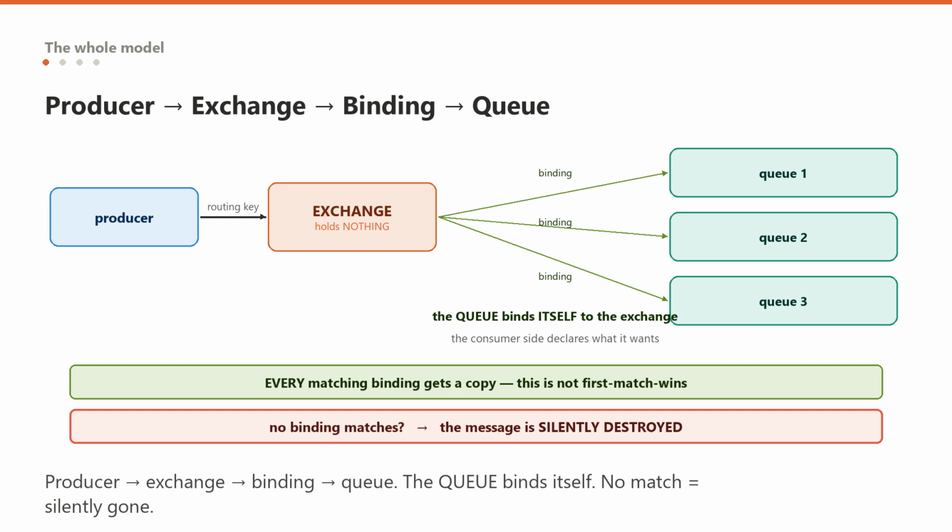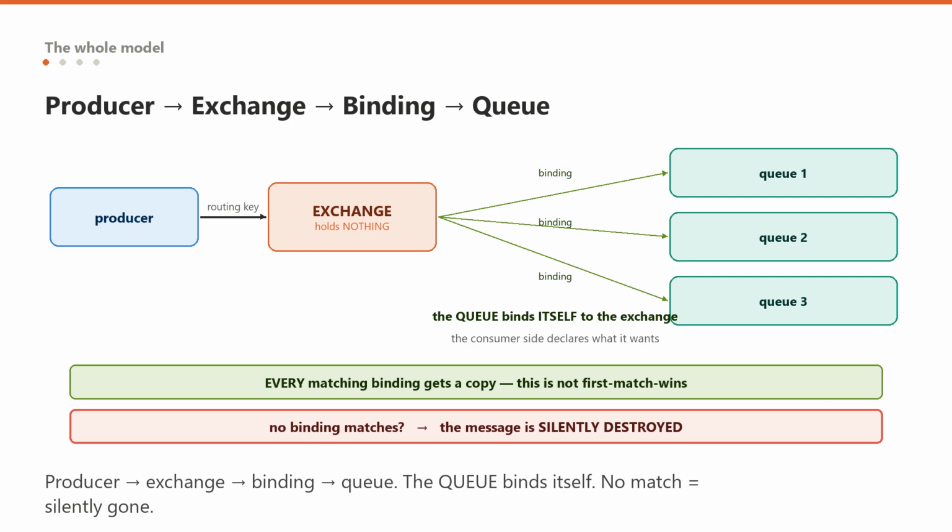The binding is a rule that a queue registers with an exchange, saying, "Send me messages that look like this." Note the direction carefully, because it is the crux of the design. The queue binds itself to the exchange. The consumer's side declares what it wants. The producer had no say, and the queue is where messages actually live, waiting for a consumer to take one.